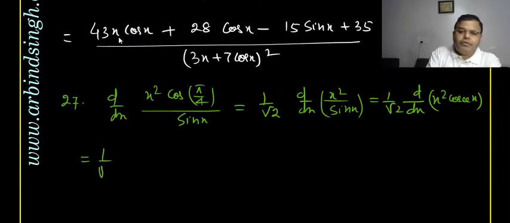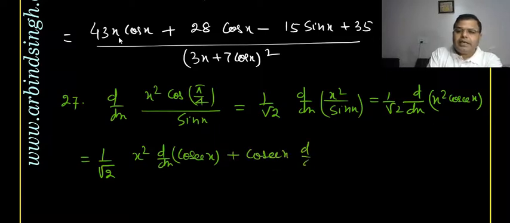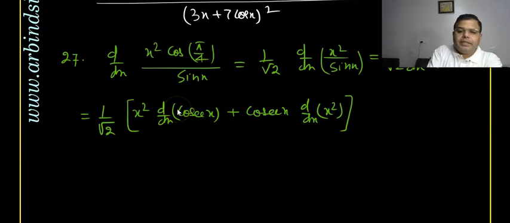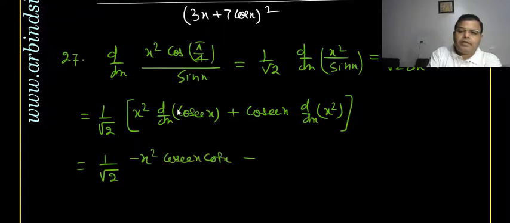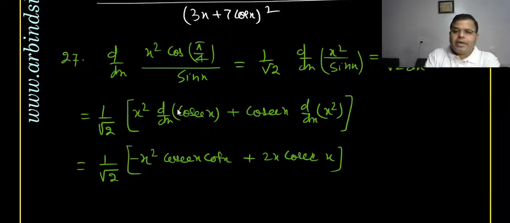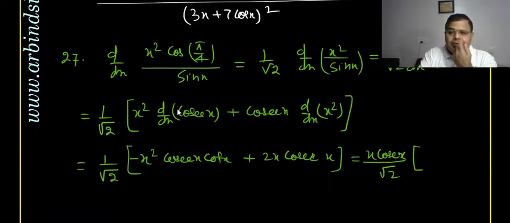So what will happen? That will be 1 by root 2 into derivative of x square: x square into d by dx of cosec x, plus cosec x as it is into d by dx of x square. That will be 1 by root 2 into x square minus cosec x cot x, plus 2x cosec x. So I can take x cosec x common, and that will be x cosec x upon root 2. Then 2 is left from there, minus x cot x is left, and that will be the answer.